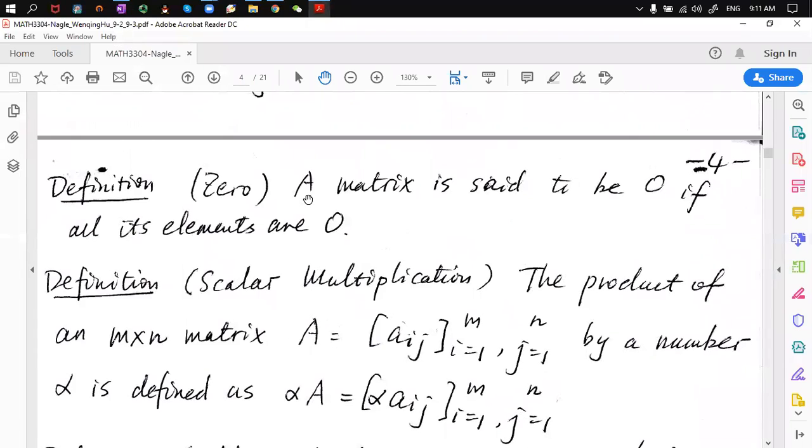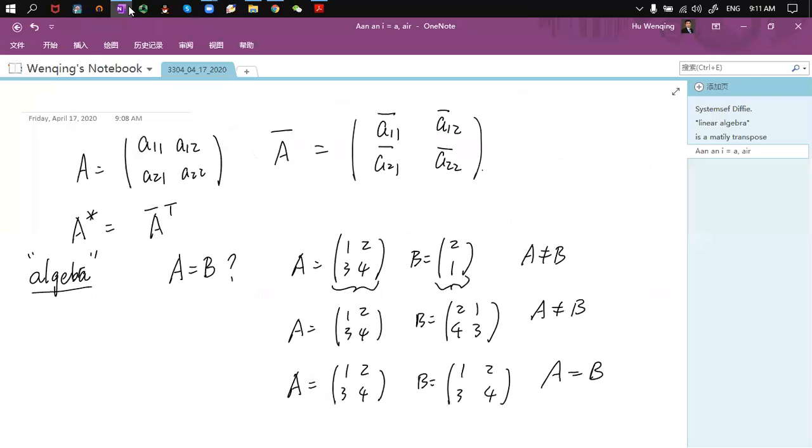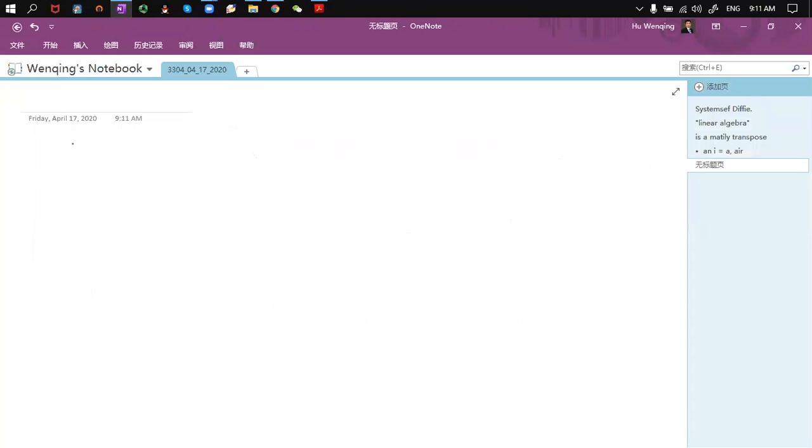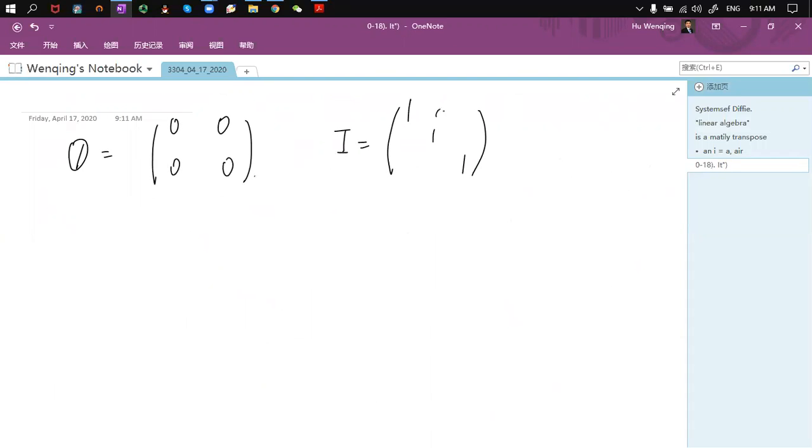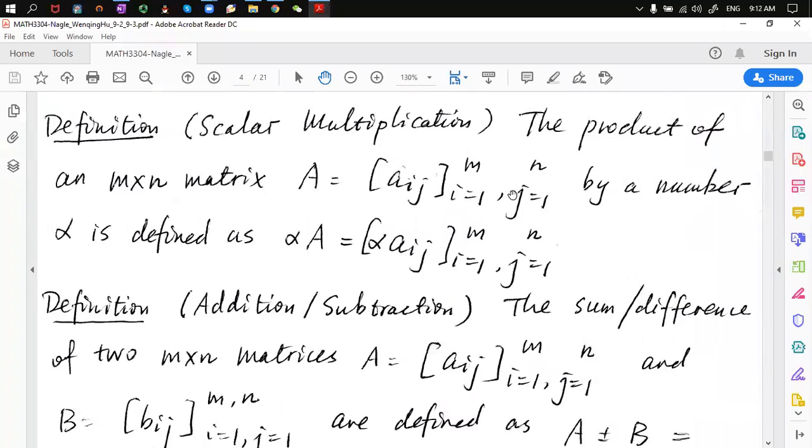So what is a 0 matrix? Well, a 0 matrix simply means everything is 0 inside the matrix. Is that good for everybody? What's the identity matrix? Let's say I. Well, an identity matrix means that you have ones on the diagonal and zeros everywhere else. This kind of matrix is called an identity matrix.